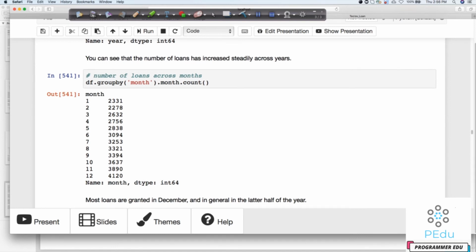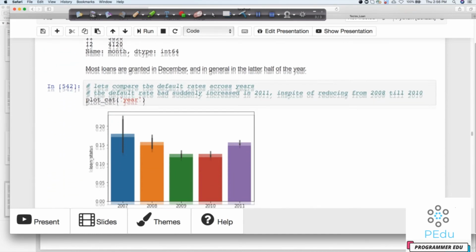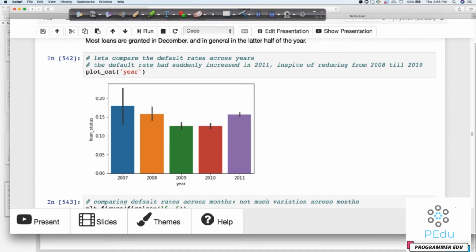You can notice that most of the loans are being granted in December. So maybe December is the time frame where people are applying for more loans, and they are being granted also at that time. Now let's see whether we can make any interesting trend out of it. When we plot this, what we notice is that the graph was decreasing. In 2007, the default was very high. It started decreasing, but suddenly in 2011 it increased again. Now, this may be a worrisome part for the company, because they would like to see whether we are doing something wrong here. So maybe they can do further analysis on top of it.